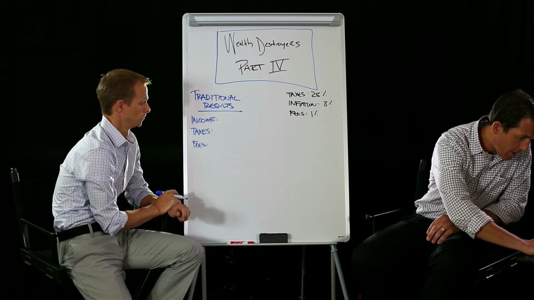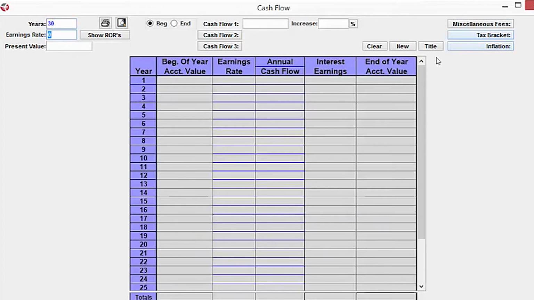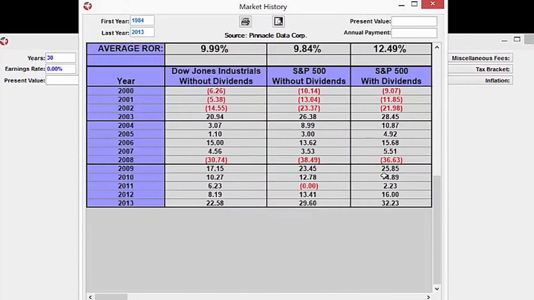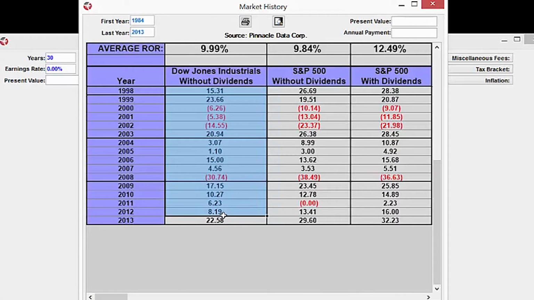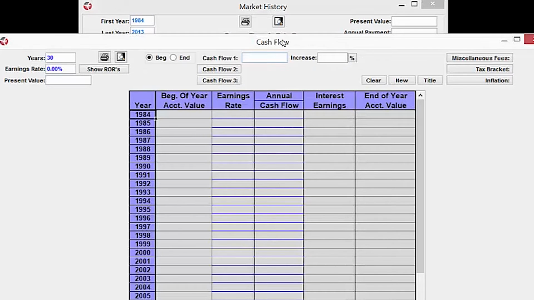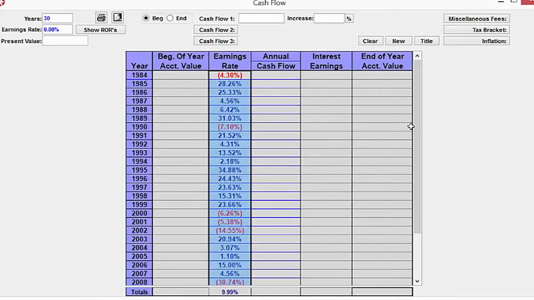We're going to put in some of these assumptions here. The 30 years is going to represent the accumulation phase, and we'll go 1984 to 2013. Now we need to plug in the market history. This is my little market history module. It shows from 1984 until 2013. This is basically what the Dow did, a nice round number of 9.99%. So that's the earnings rate.